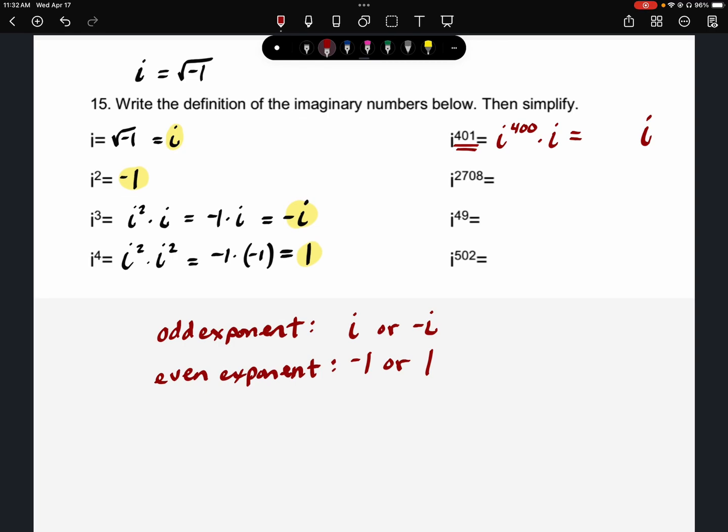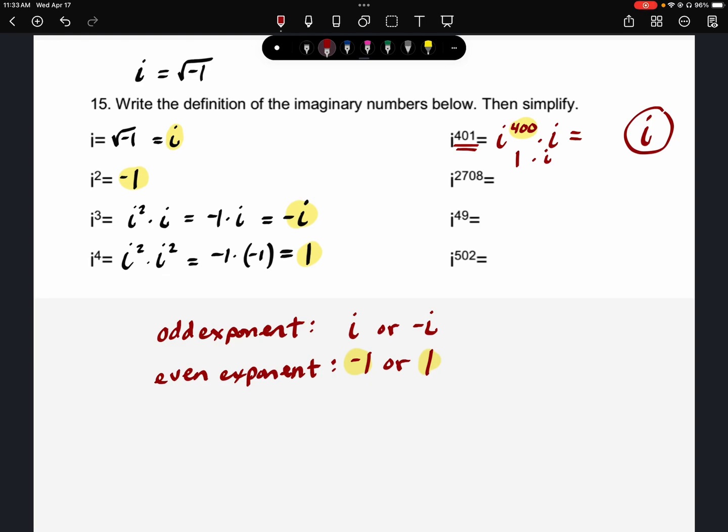And that's where we look at our 400, right? 400 is even. So we said even is going to be 1 or -1. So the difference was if it is divisible by 4, then we know it's +1. If 400 is not divisible by 4, then it's going to be -1. So in this case, it ends up being a 1. So times i gives us a positive i.